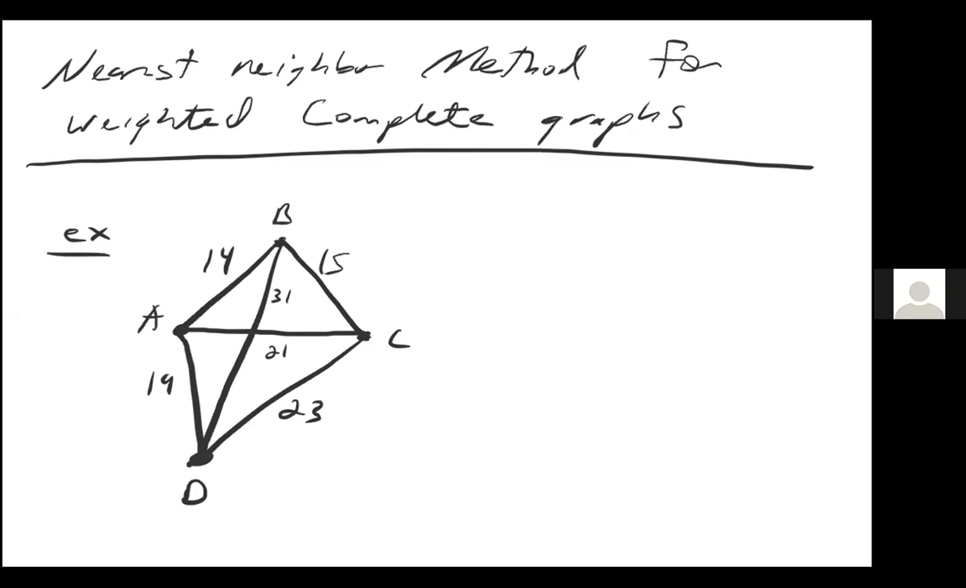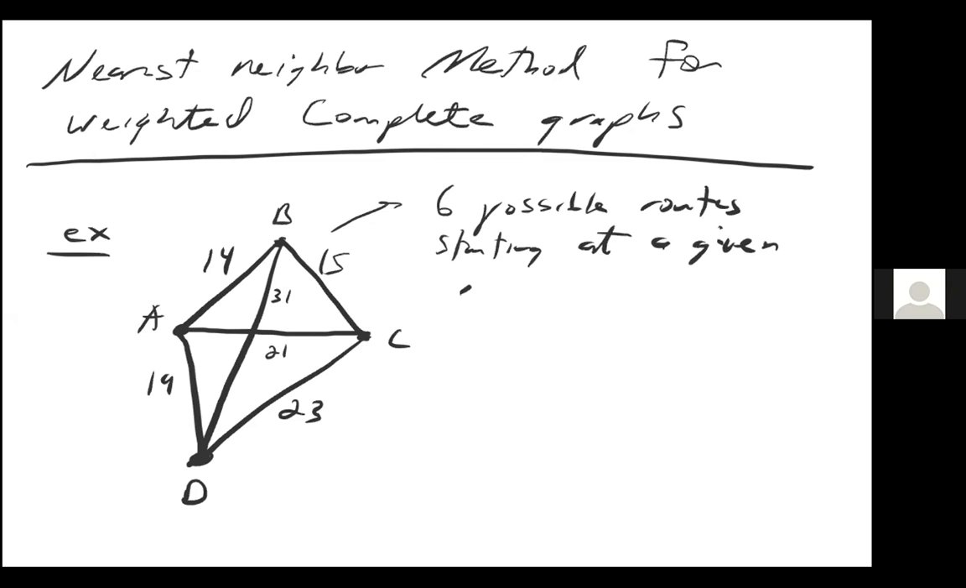If I was using the brute force method, there's 6 different possible routes here starting at a given letter. When there's 4 vertices, there's 6 possible routes, and we'd have to do the brute force method. We'd have to actually find all the routes starting at, say, a letter B. We'd have to find 6 different routes, and then check each one of them to see which one is the shortest. That is definitely going to be on the test, and it'll be in the homework.